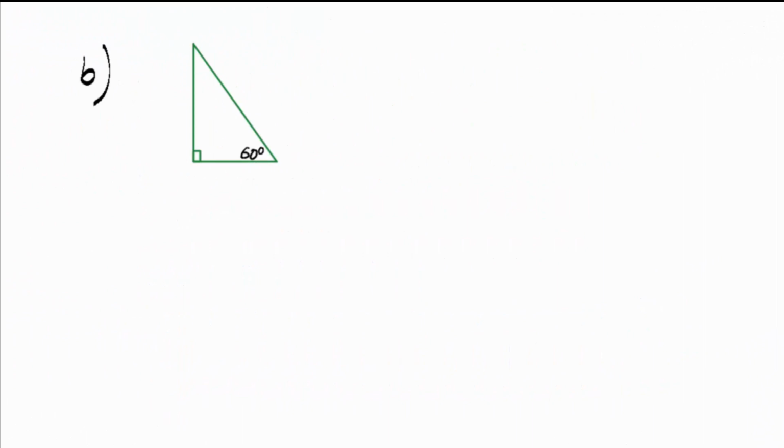This time, we have another special triangle. It has a 90-degree angle, a 60-degree angle. What's the other angle have to be? 30. If you didn't know, you could just take 180 degrees minus 90 degrees minus 60 degrees. What's left over? 30 degrees.